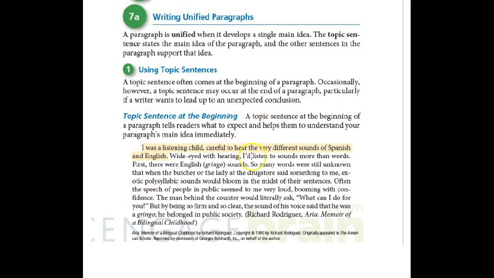So here's a good example. The topic sentence at the beginning of this paragraph, again, tells the readers what to expect, and it's highlighted. "I was a listening child, careful to hear the very different sounds of Spanish and English." Obviously, without even looking at the rest of this, you know what you're going to be hearing about, at least to a degree, right? You know that you're going to be hearing about a discussion on the experience of growing up listening to Spanish and English.